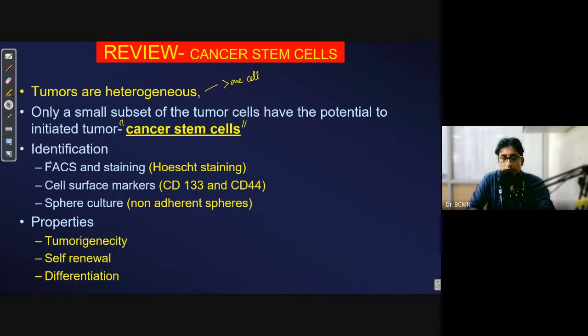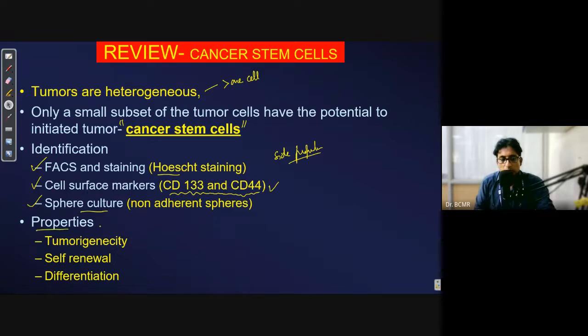We also discussed FACS and staining, Hoechst dye, and the side population. We also learned about CD133 and CD44. We have also seen a table with CD24, integrins and many other cell surface markers. But CD133 and CD44 are most prevalent in the majority of the cancers thus far characterized. They also have a property of sphere cultures. They can form spheres, similar to what we have learned about embryoid bodies.